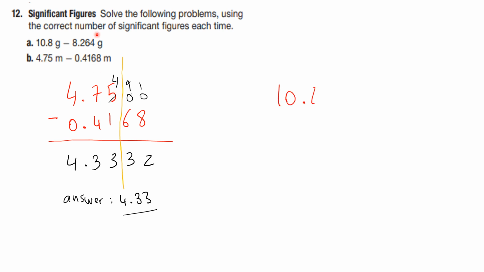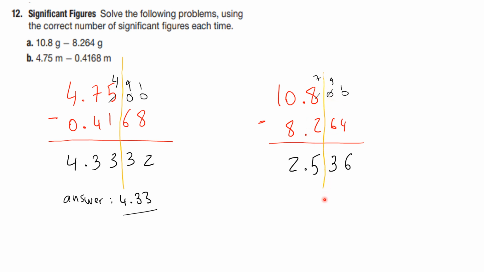Another example, 10.8 minus 8 point something. Again we write it decimal under decimal, put the gap zeros, and then draw the line. I put the gap 0 here, and then convert 0 to 10. 10 minus 4 is 6. Now 9 minus 6 is 3. 7 minus 2 is 5. The decimal 10 minus 8 is 2. Then I draw the line beside 8, because this is the number with the least decimals. So I have to stop at this point, 2.5, without taking into account the 36.